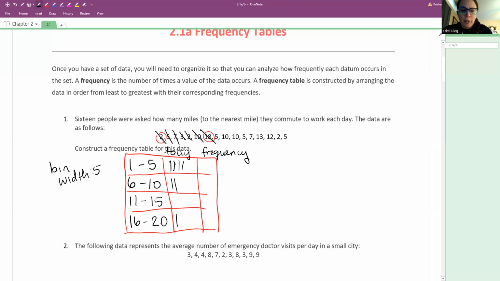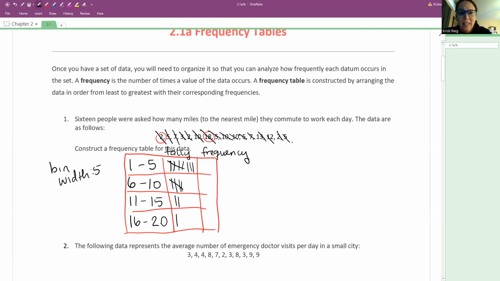5 is going to go in the first row, so I put the slash diagonally to count for 5. It just makes it easier to count when we get to the final column. So I did the 5. I have 2 10s. I have a 5 and a 7. 5 goes there, 7 goes there. 13 and 12 both go in the third row. And then a 2 and a 5 both go in the top.